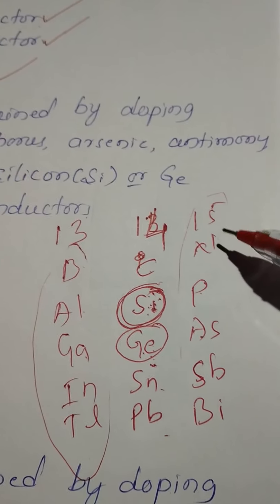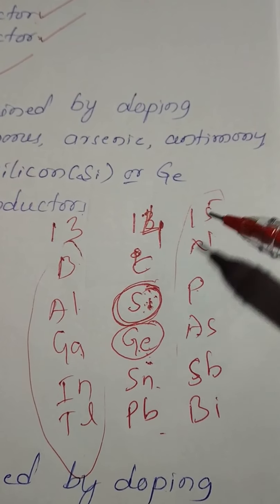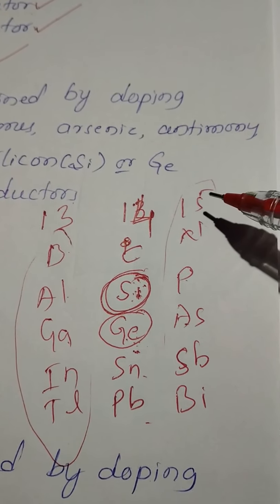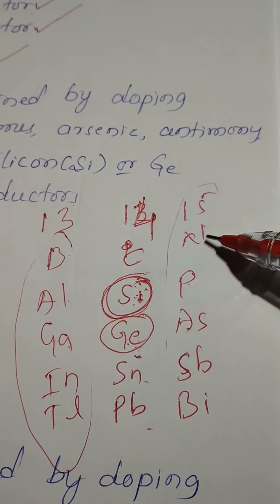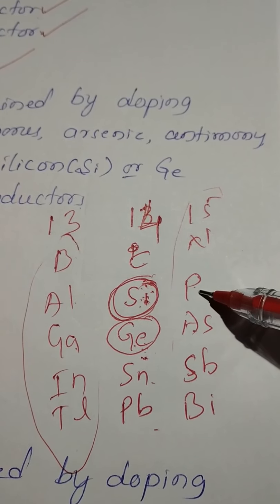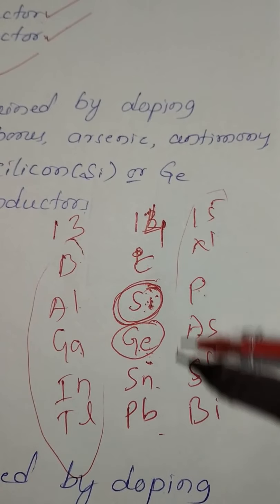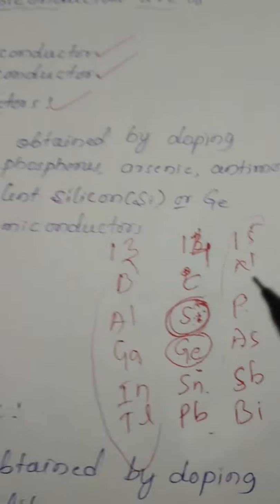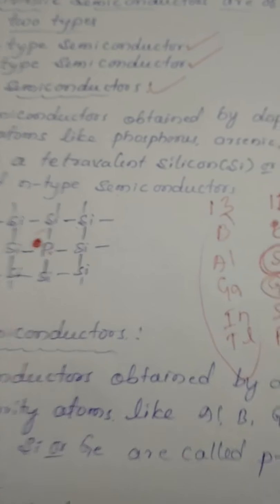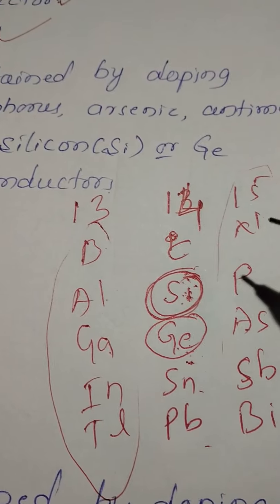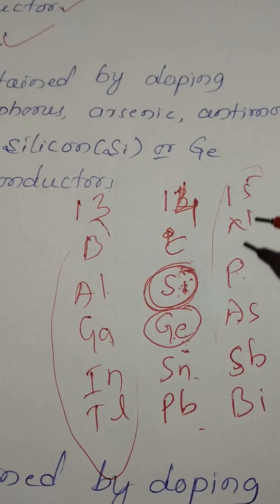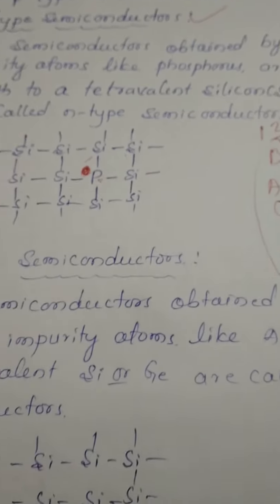If silicon or germanium is doped with the group 15 element such as nitrogen or phosphorus, these are called electron rich impurities. Then we get n-type semiconductors. Once again I'll repeat. If silicon or germanium is doped with electron rich impurities such as nitrogen or phosphorus, then we get n-type semiconductors.